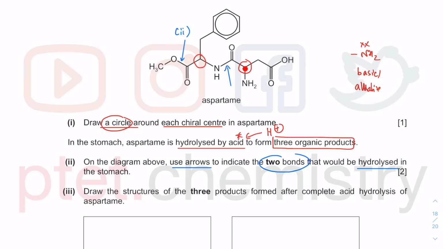Not this one, because this is carbon. This is not nitrogen. This is a CONH, so this is the amide bond, whereas this is the ester bond. So there's an amide there, and this is the ester bond that you're hydrolyzing. Draw the structures of the 3 products after complete acid hydrolysis.